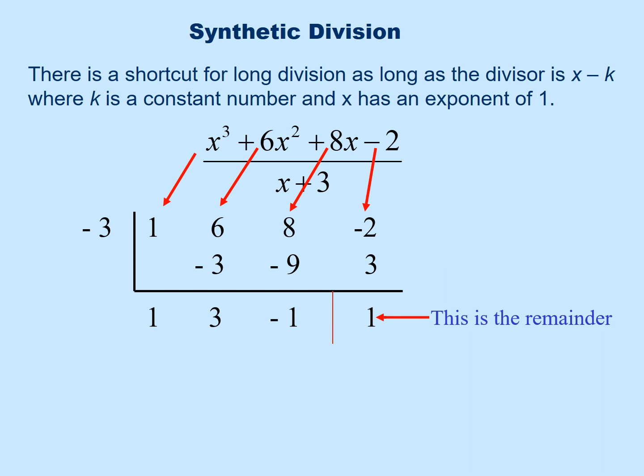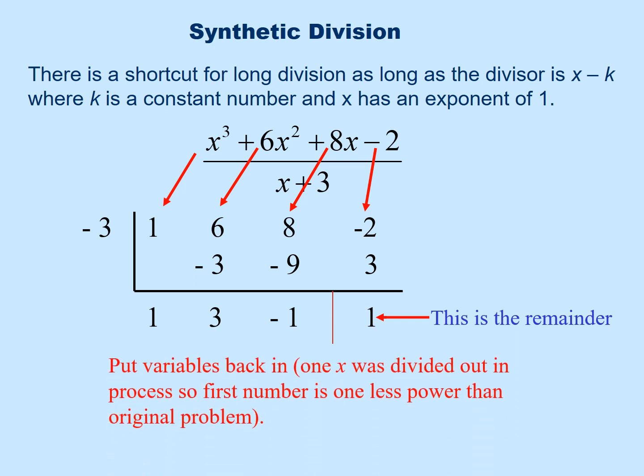Yes. Okay, but what about the answer? We're not done yet. We still have to arrange our quotient for this polynomial division. Now put the variables back in. So remember, 1x was divided out in the process, so the first number is 1 less power than the original problem.